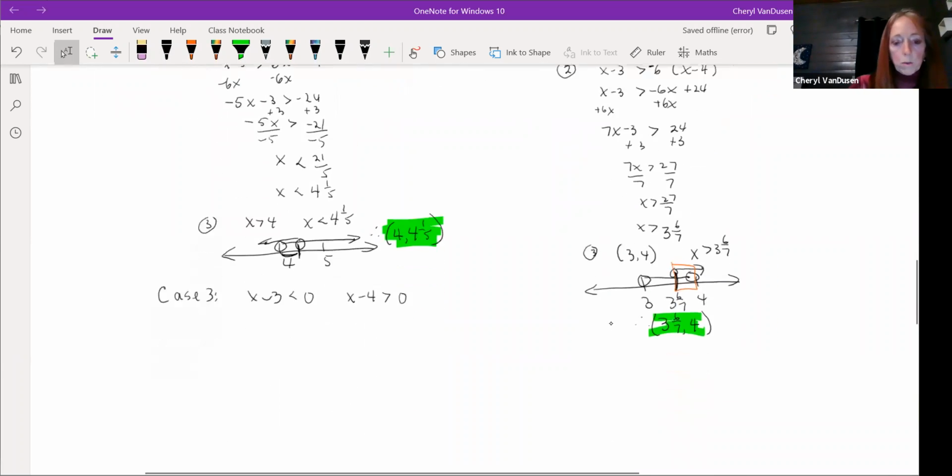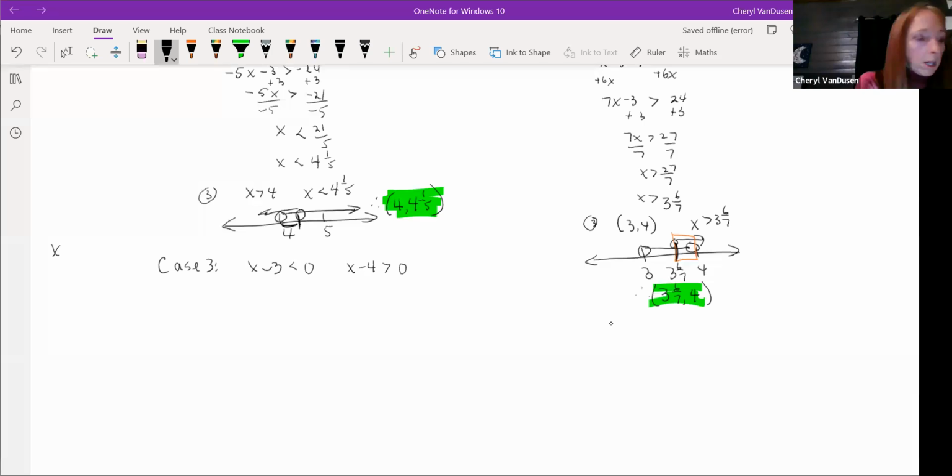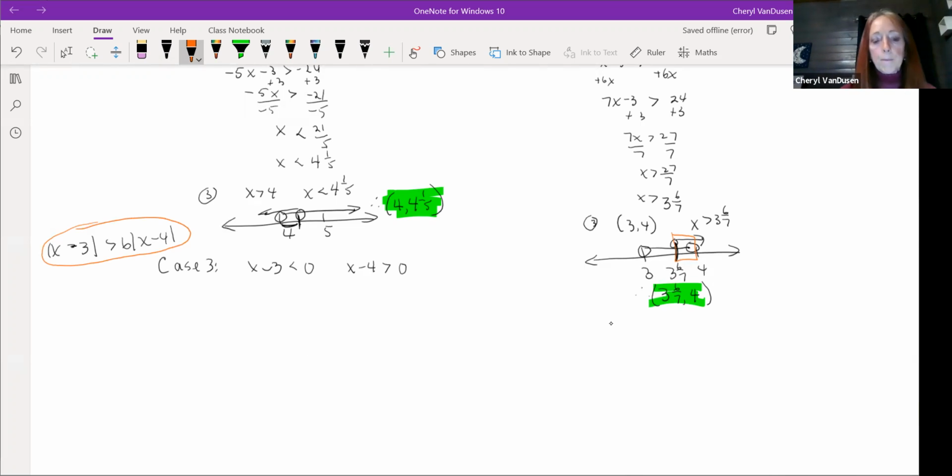So the question, because we're going to go down here, the question is the absolute value of x minus 3 is greater than 6 times the absolute value of x minus 4. So let's just put a little circle around that. That's the question. Again, kind of carried down. Okay, off and running. Step 1. Add 3 to both sides. X is less than 3. Add 4 to both sides. X is greater than 4.